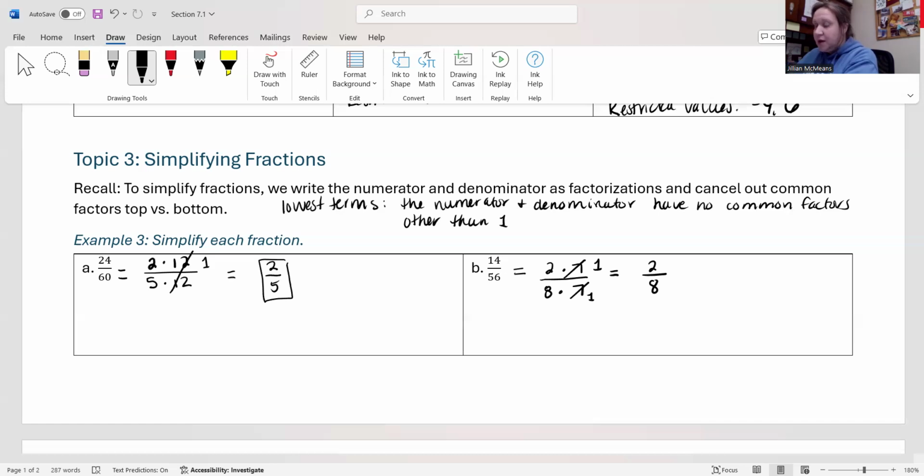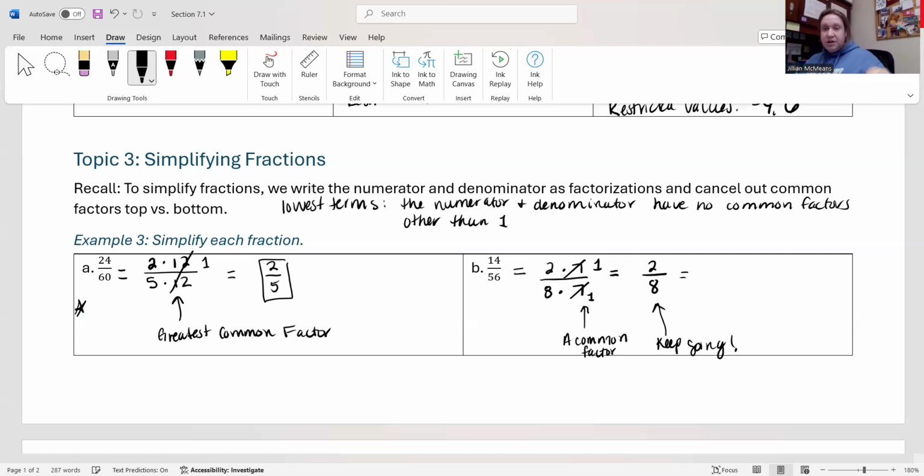But is it? Okay. So over here, when we were looking at part A, this 12 happened to be the greatest common factor. It was the largest factor that the two numbers we were starting with had in common. Well, when we came over here to 14 over 56, this is just a common factor. Unfortunately, it was not the greatest common factor. So we need to keep going. Okay? So you want to make sure you get down to lowest terms.